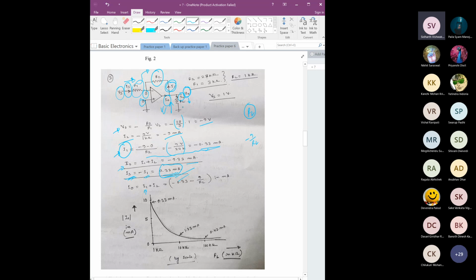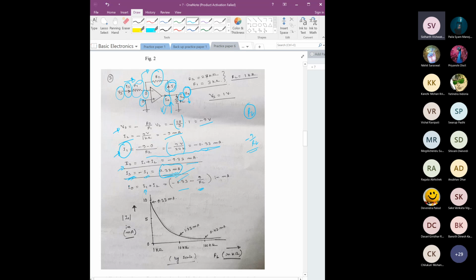But IL is dependent on RL. So how is it dependent? The dependence is like this: it is 9 by RL. This is the current which is flowing through this resistance RL, and this I naught is basically this plus this.